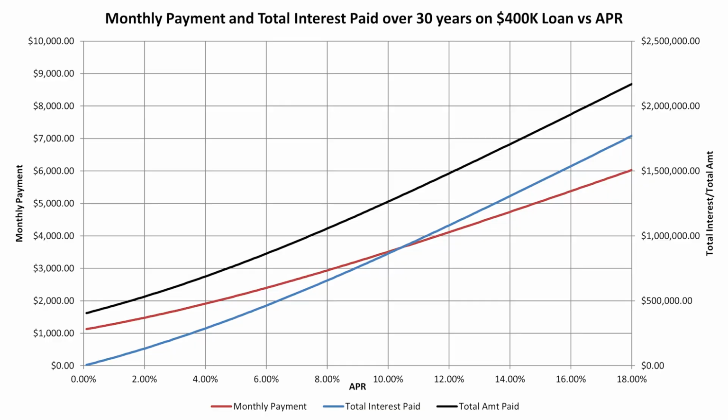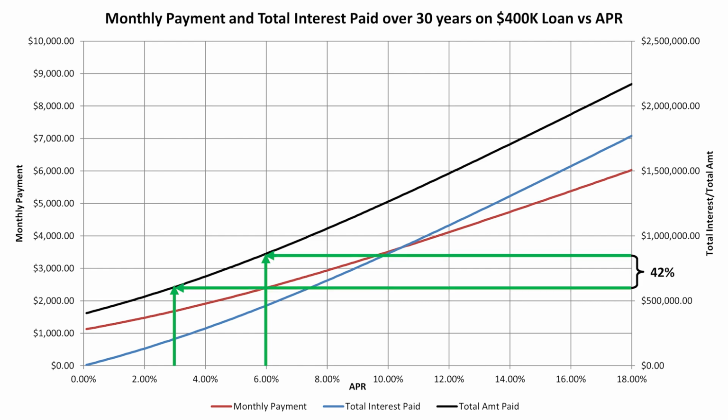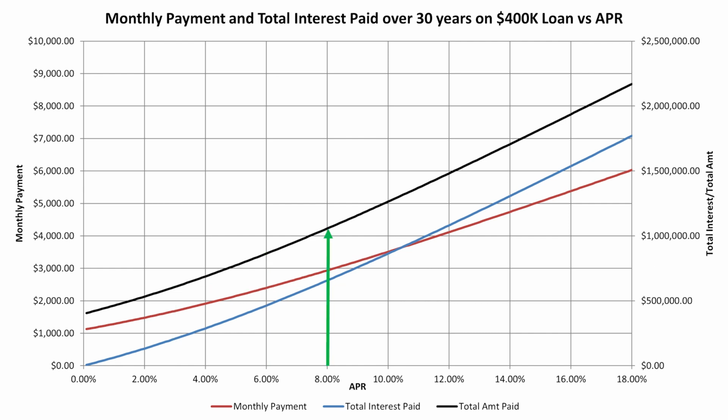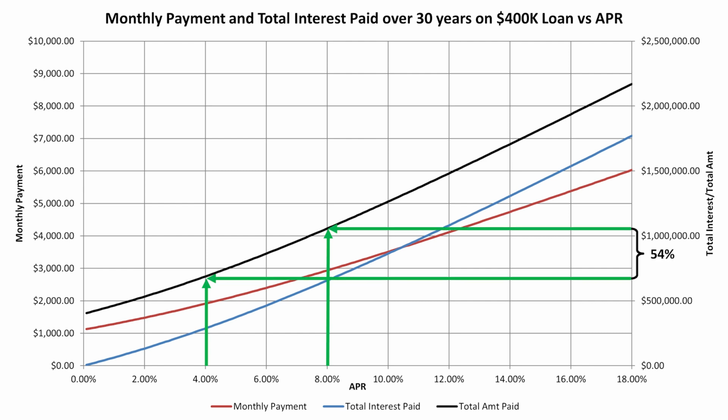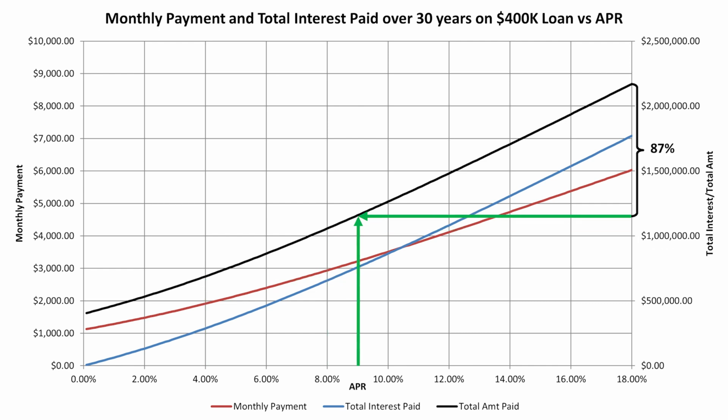So, for example, for this $400,000 loan over 30 years, if the APR was a fixed 6% instead of a fixed 3%, which is a 2x factor, the total amount paid would be 42% more. But if the APR was 8% versus 4%, which is still a 2x factor, the total amount paid would be about 54% more. And if you compare the total amount paid on a loan at 18% APR versus 9%, it's about 87% more. So what you need to know is that for high interest rate loans, you're paying a disproportionately greater total amount of interest.